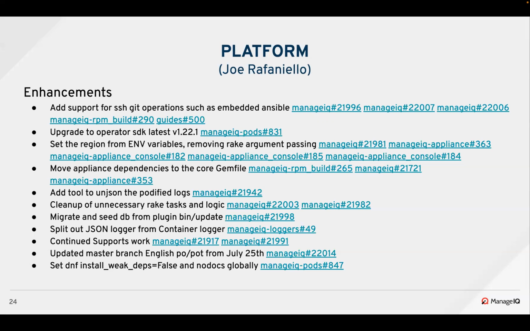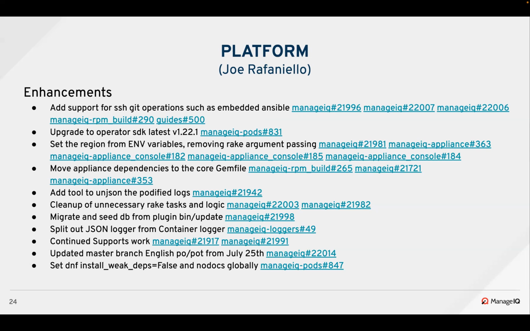Okay, so for enhancements, Adam added support for SSH operations with Rugged and embedded Ansible. Brandon upgraded the operator that we use to the latest operator SDK version. Keenan was noticing inconsistency with how we create database regions, so he eliminated the argument passing we were passing to rake, and instead just used environment variables. Brandon moved the appliance dependencies we had in the core gem file to the core gem file to simplify how we were doing our lock files and finding dependencies.